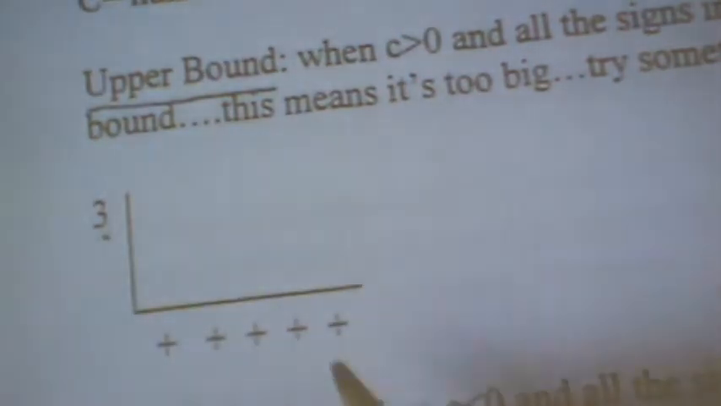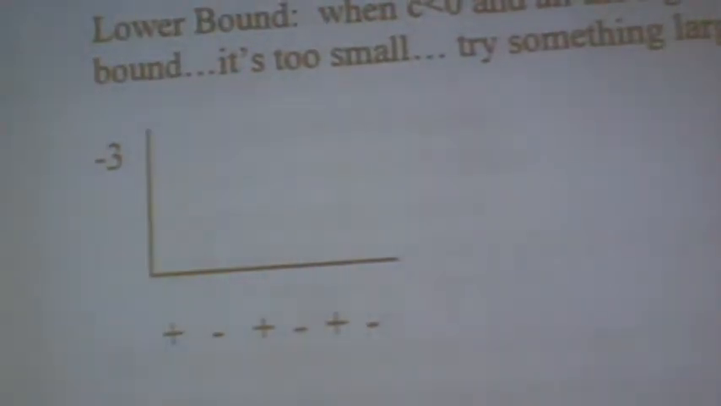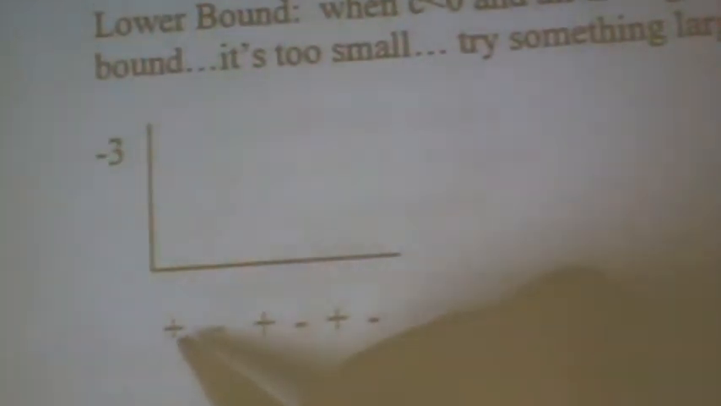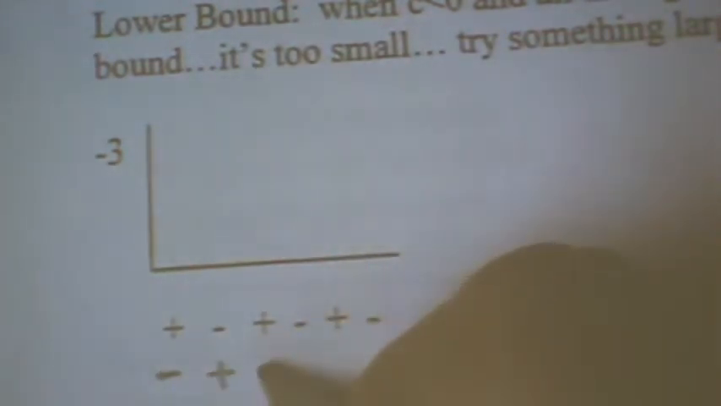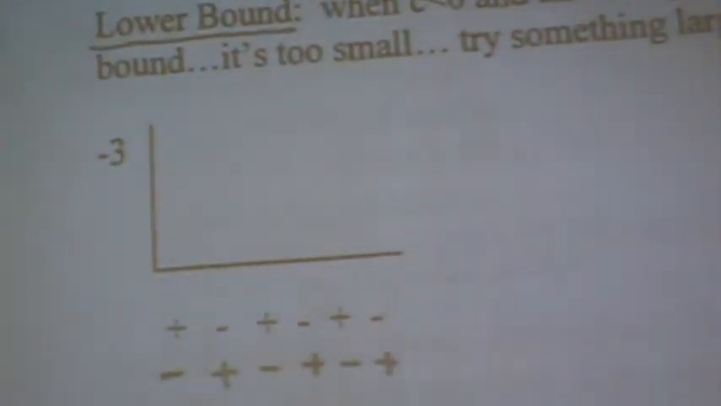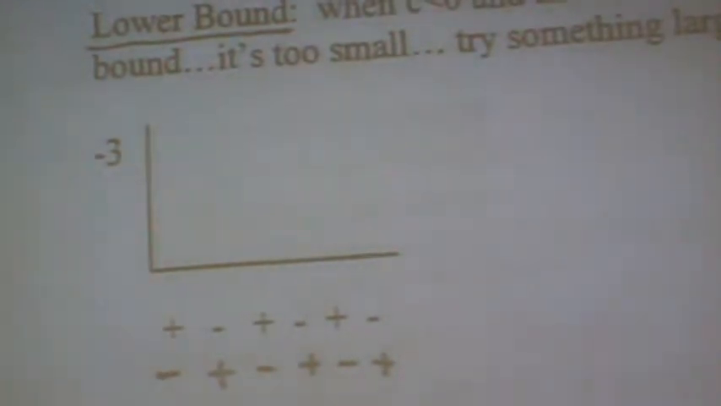That means, hey, that's too big. Go the other direction. Your graph's shooting up. This is too big. If the number you're testing is positive and you end up with all positives here, don't go bigger, go smaller. On the other hand, if you test a negative number and you end up with this checkerboard, plus, minus, or it could be minus, plus, but they're alternating signs, that number is a lower bound. It's too small. Don't do the smaller numbers. Go bigger.